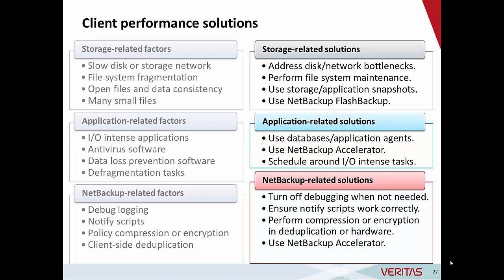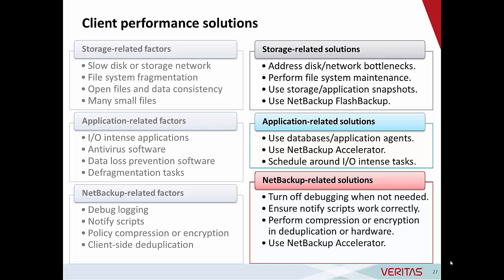For storage-related problems on the client, we can look to address disk or network bottlenecks, or to see if there's ways to improve file system performance through maintenance or defragmentation. Is it possible to introduce snapshots into the backups? Sometimes that can improve performance. If we're talking about a large file system with many small files in it, the NetBackup Flash Backup option might be a possibility, something we discuss in a basic admin class. Take a raw partition backup of the entire volume and then map it so you have the ability to extract individual files from it. That might give you better performance.